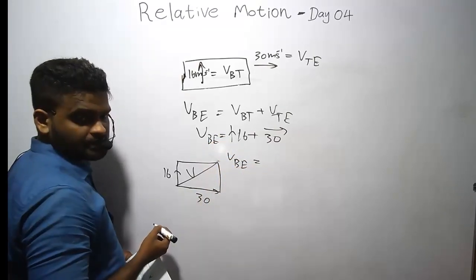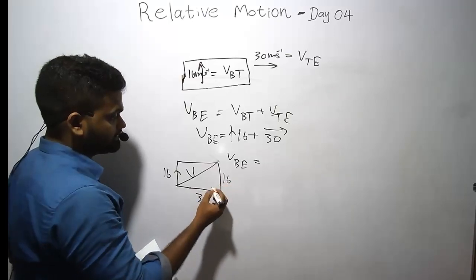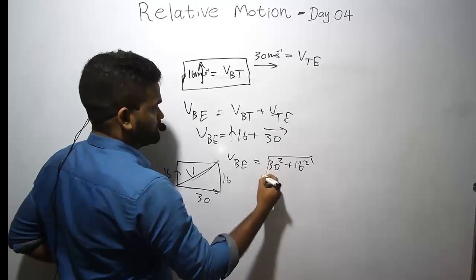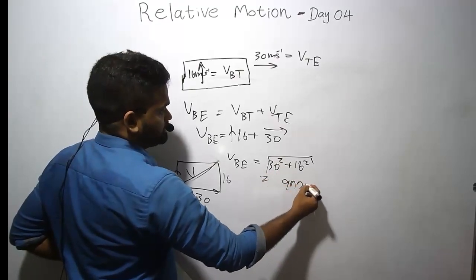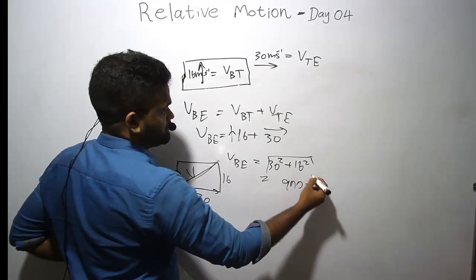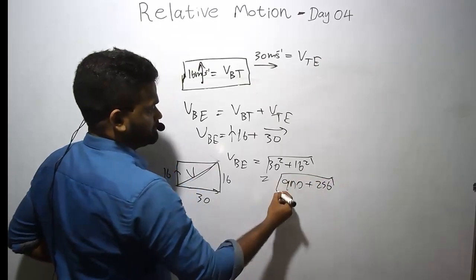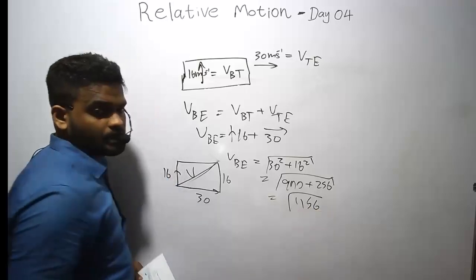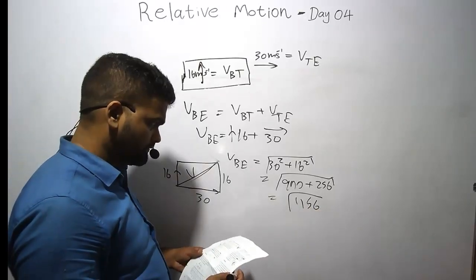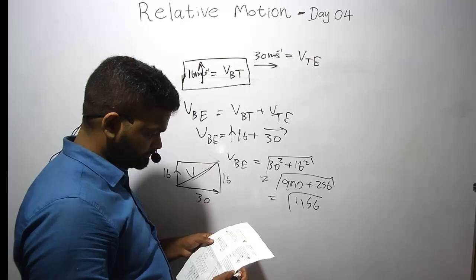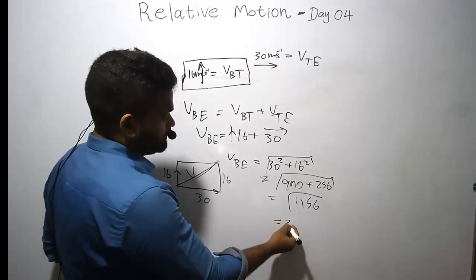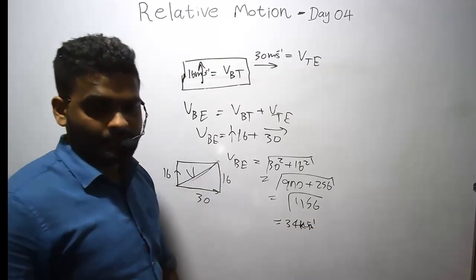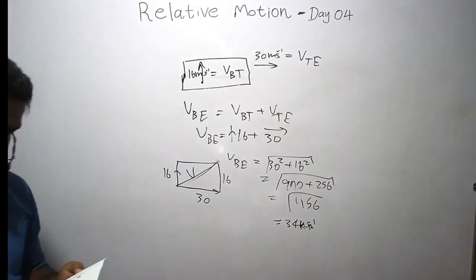So apply Pythagoras, 30 and 16. Root of 30 squared plus 16 squared: 30 squared is 900, 16 squared is 256, so root 1156, which is 34. When you take the root, you get 34 meters per second. Third answer.